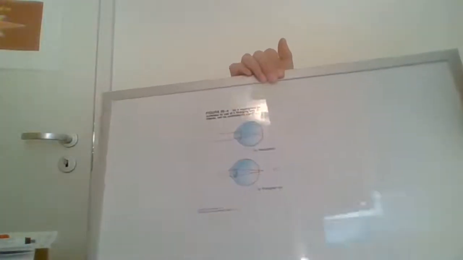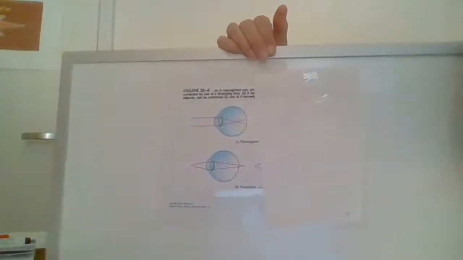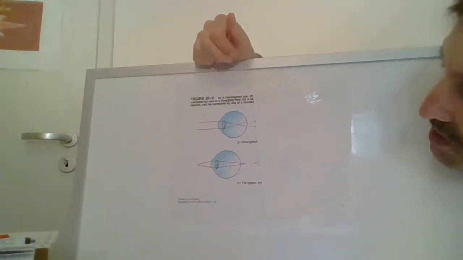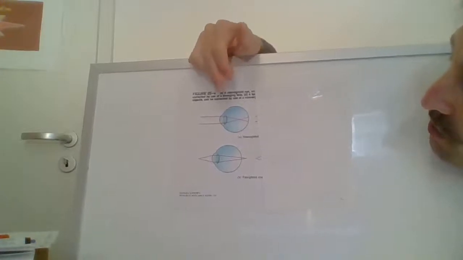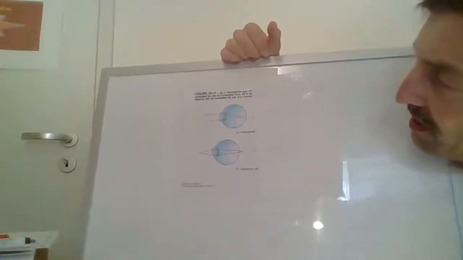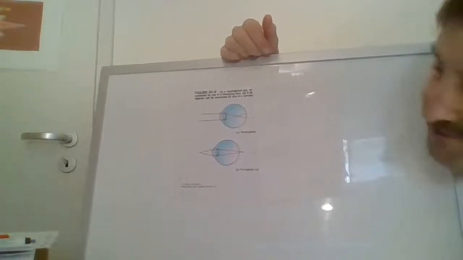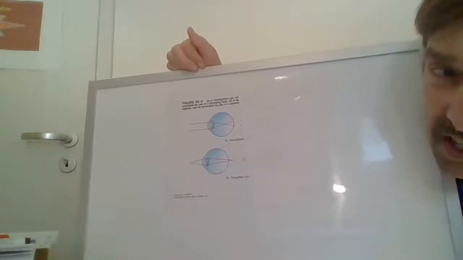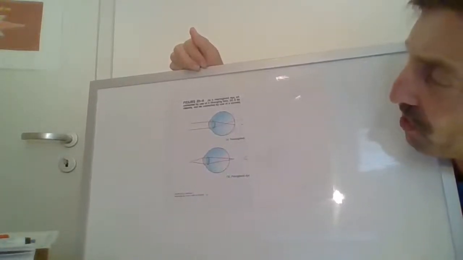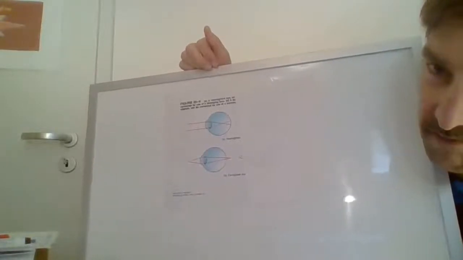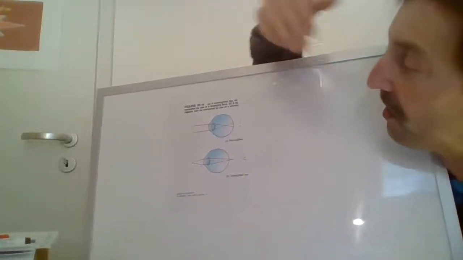Essentially, we've got two problems. Some of you might have one, some might have the other. The one is called nearsighted, and what it means is I can see objects that are near, but I can't see objects that are far away. When I was younger, I was terribly nearsighted. I had really big, thick glasses.